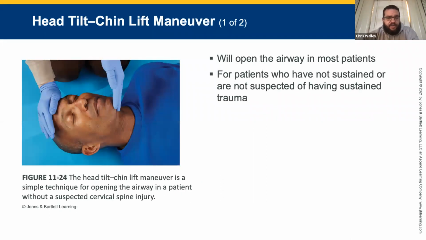So go back to our CPR days. The head tilt chin lift maneuver will open the airway in most patients. For patients who have not sustained or are not suspected of having a spinal trauma, the simple maneuver is sometimes all that is needed to open the patient's airway. Again, that little head tilt chin lift maneuver, pull the jaw down, and they're able to start breathing. Sometimes that is enough autonomic response for them to do that. If not, we have to provide rescue breaths with a bag valve mask, a BVM, and we can go on from there.